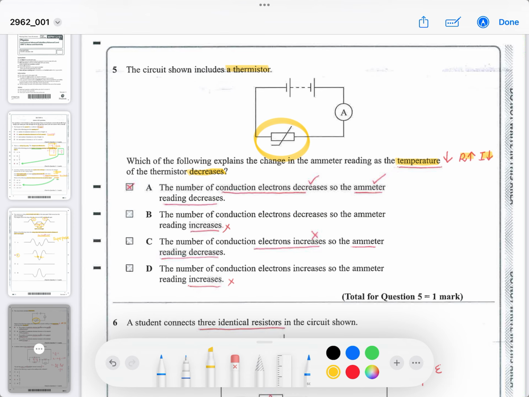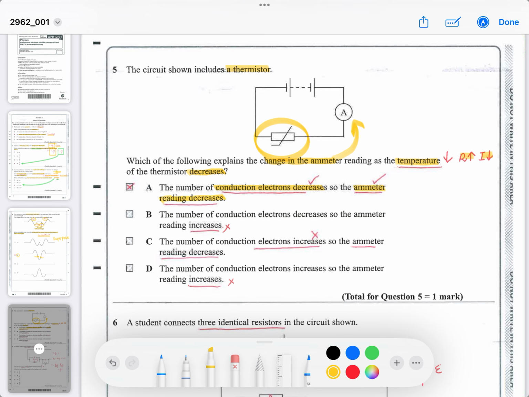So the change in the ammeter is due to the temperature changing the resistance, and we're looking to see which one's correct. So the number of conduction electrons decreases, because it's a negative temperature coefficient thermistor, and the ammeter reading decreases. So the answer is A.